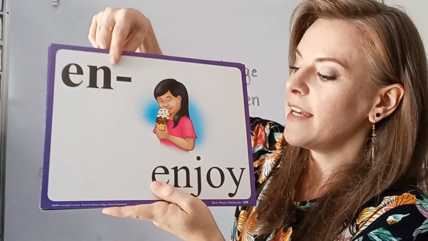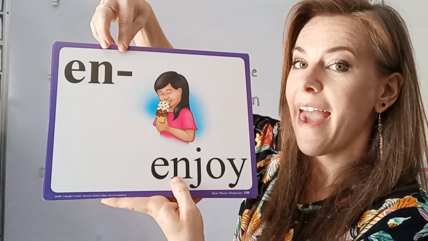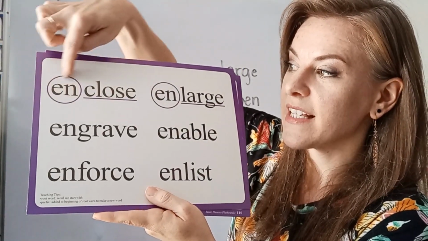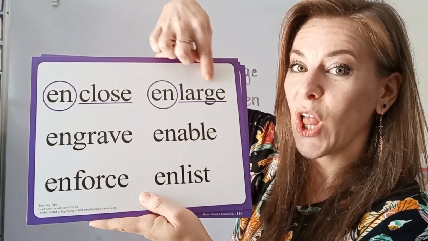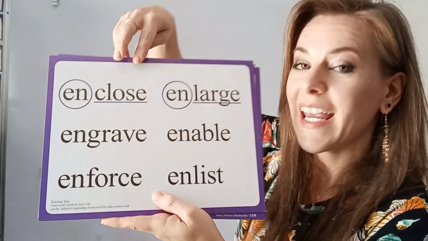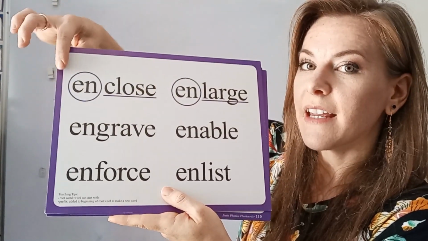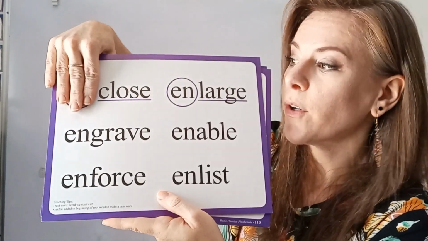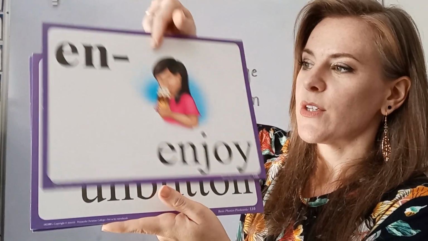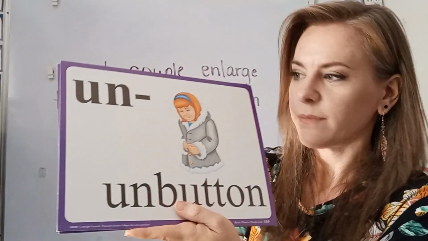Then we have en in enjoy. EN says en in enjoy, and is a prefix as well. Enclose, enlarge, engrave, enable, enforce, enlist. All of these have the prefix en. It's added to the root word to make a new word, and we add it in the beginning of a word. So EN says en in enjoy.